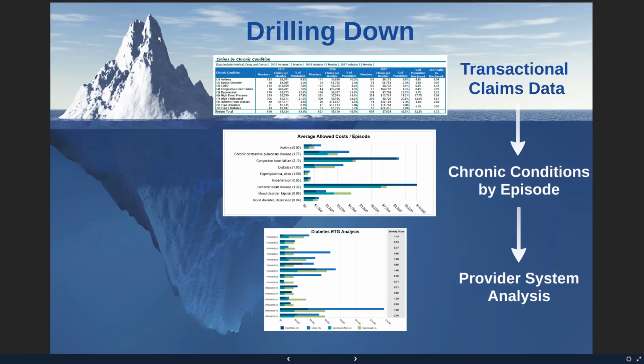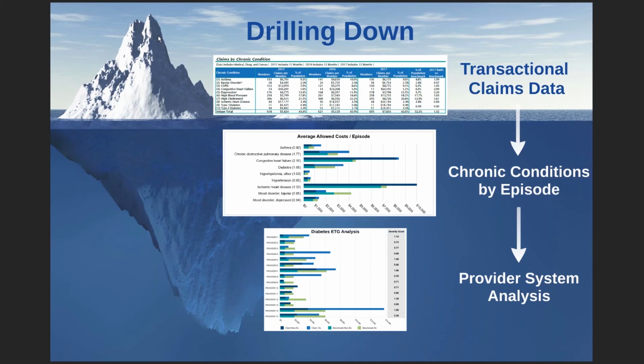So again, here's kind of a drill down look of what we were talking about. Initially, we start with a very high level transactional claims data report. We then, through our analysis, are able to create episodes of care. We're able to get to the risk of the population per the client, and we can see the chronic conditions by episode. We can also get to the health system. How risky is the population that the health system is managing? And then what is their med-surg and pharmaceutical spend versus either a benchmark or the market?